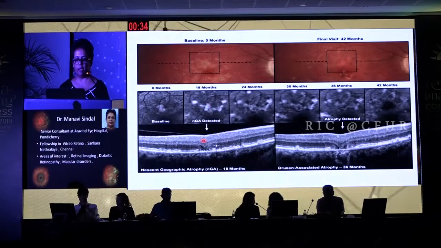And again, this is longitudinal, if you look at the same eye of a patient over 42 months, this is at baseline, this is at 18 months when nascent geographic atrophy is noted. You see that it's more hyper. Over time, it's becoming a mixed hypo and hyper where atrophy is detected. And at 42 months where it's completely geographic atrophy clinically, at that point you can see that it's completely hypo.